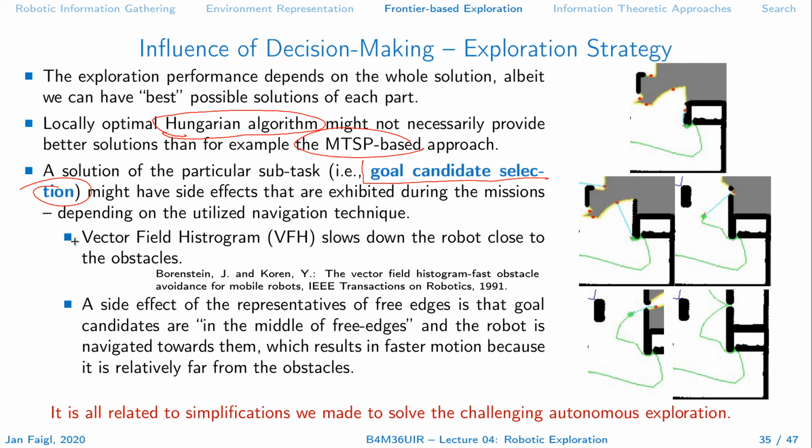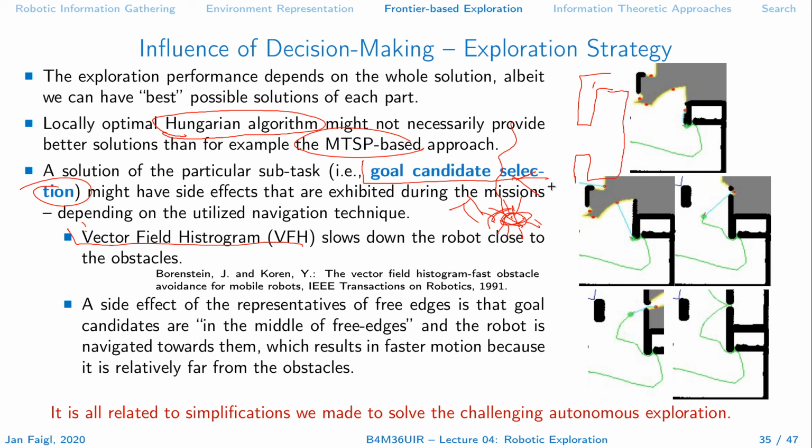If we use for navigation, for example, the vector field histogram approach, which basically means the robot has omnidirectional sensing and is navigated along the path, and if there is some obstacle nearby, it is sensed and the robot is slowed down. Using this, you can consider that the robot is navigated to some location like in this room, and I will try to draw it.